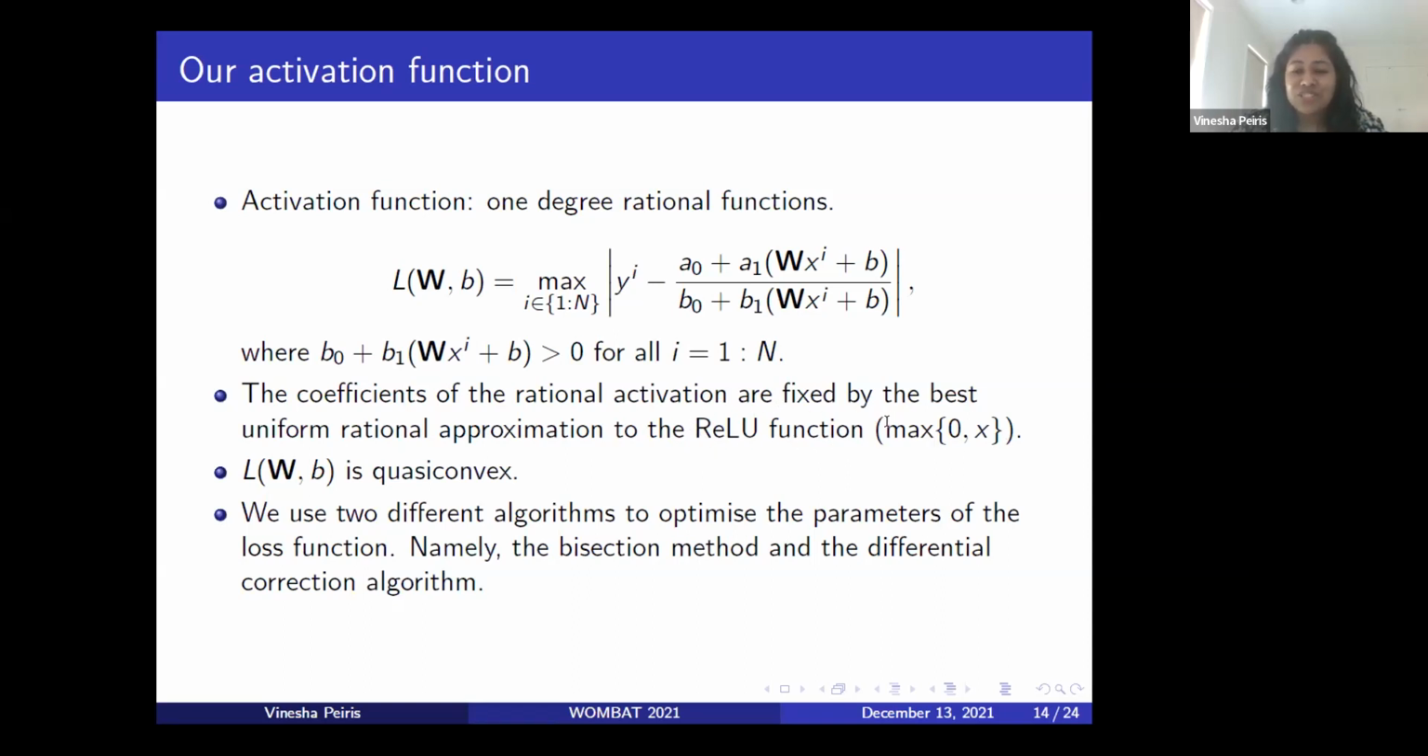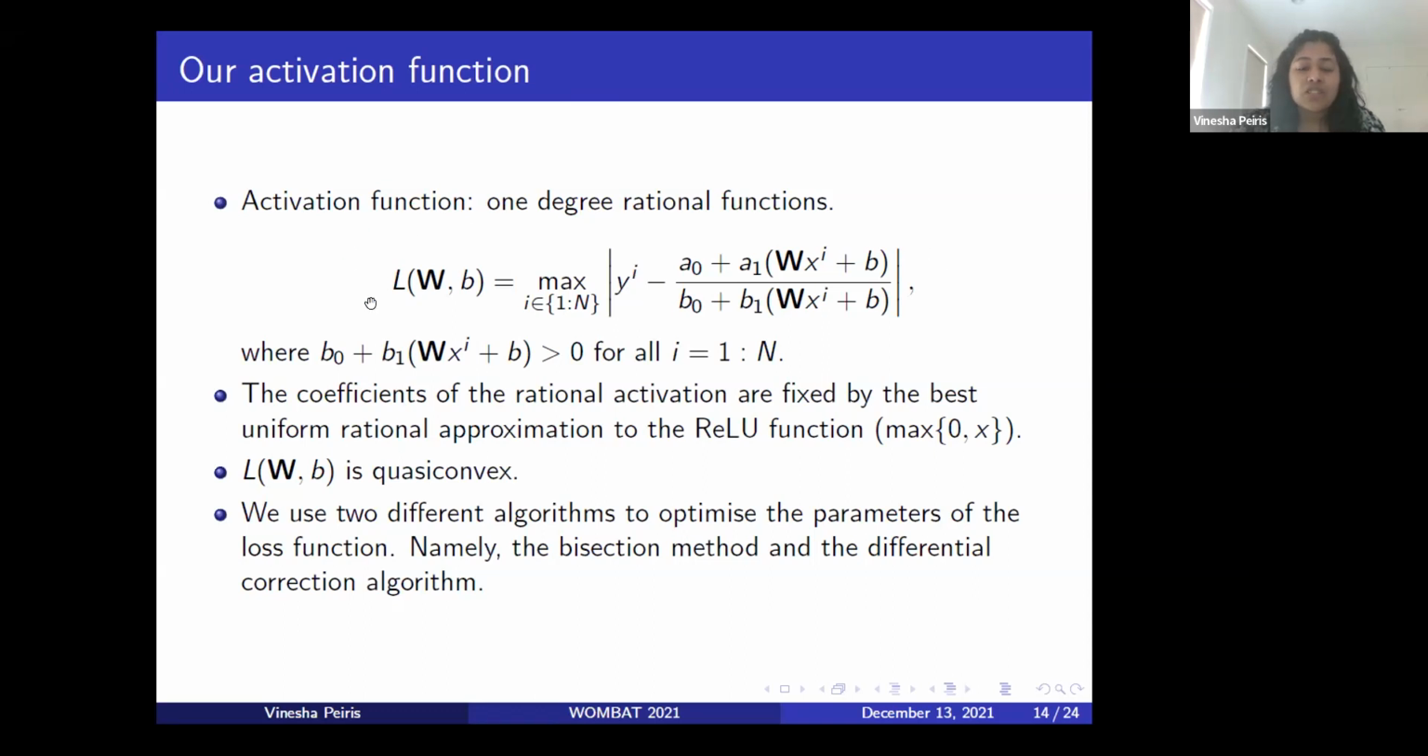So this Rayleigh function is another activation function. This is actually not new to us. This is actually the maximum between 0 and x, where x is between -1 and +1. So you take the coefficients of the rational approximation to the Rayleigh function and you plug them here, so that you fix the coefficients of this rational function. So once these coefficients are fixed, your loss function actually forms a quasi-convex function. If you do not fix them, you lose the quasi-convexity.